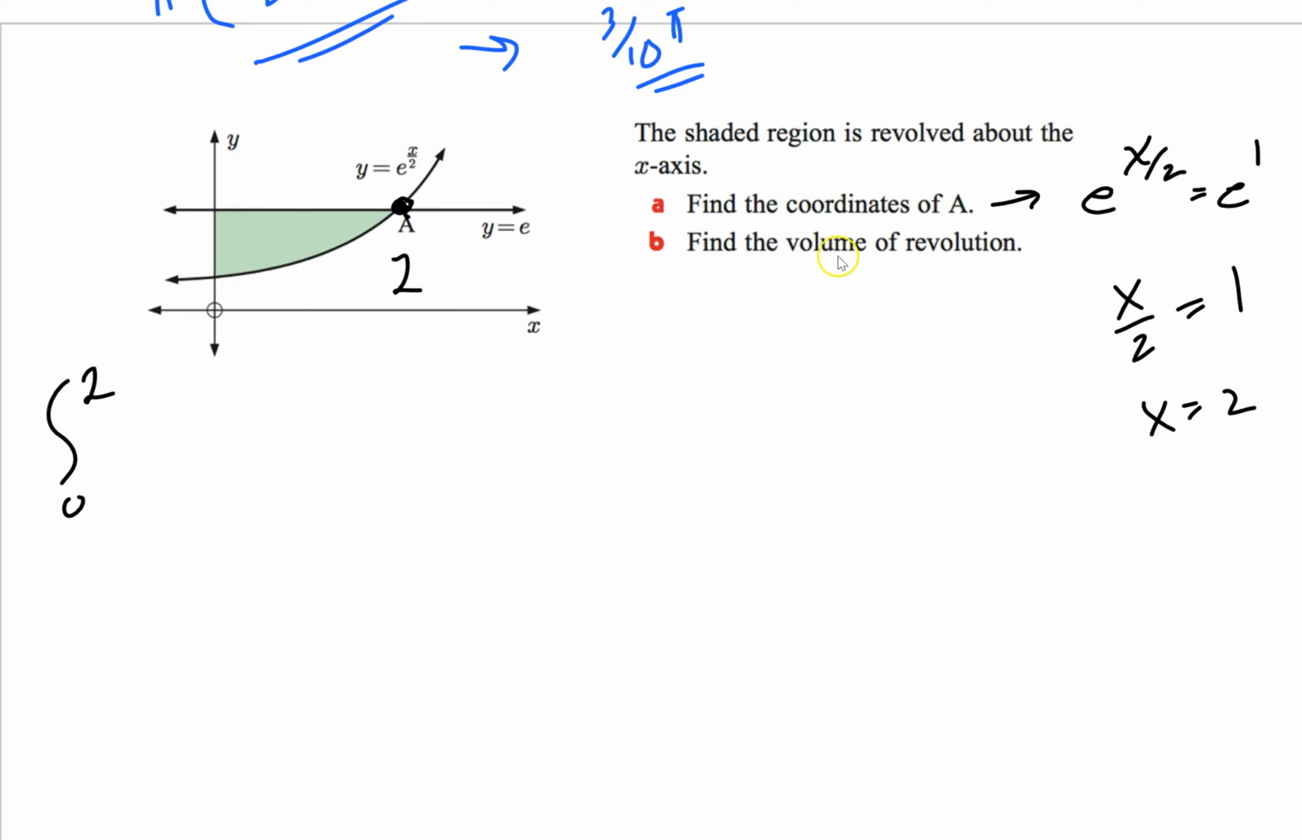Now find the volume of revolution. So remember again, we're going to do top minus bottom. The top one is this one. So that's e. Then we have to square it. Almost forgot about the pi. Minus the bottom one, which is this one.